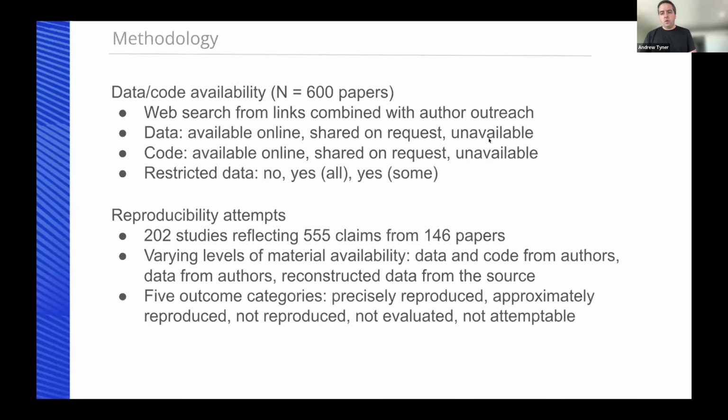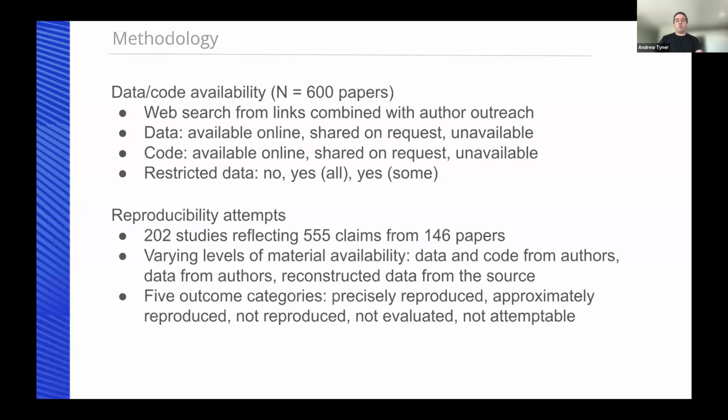Okay, so what did we do? So we took two approaches with these 600 papers. And the first was just trying to assess whether the data and code from that paper could be obtained. And we did this by scouring the paper and looking for links and references to either journal websites, third-party repositories, or author websites. We did some web search too in these parameters to see if we could obtain data and/or code. And if we couldn't, we would reach out to the authors to supply it directly.